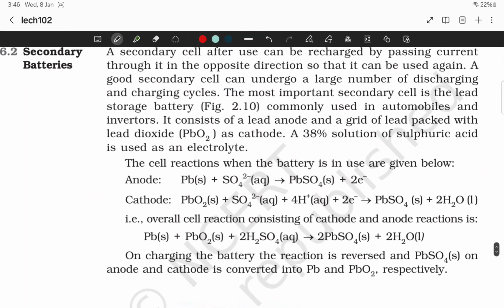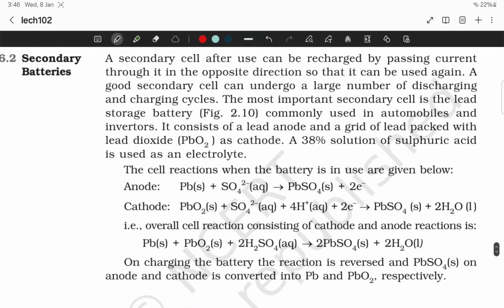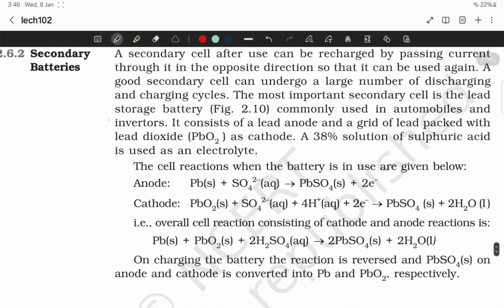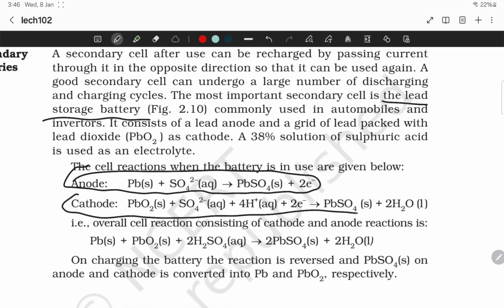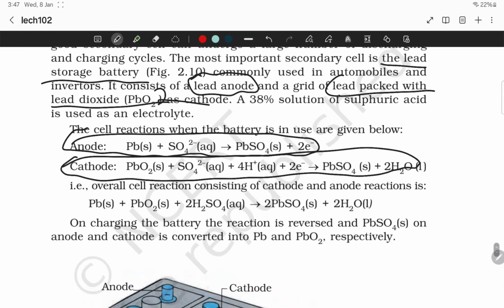Now a famous secondary battery is the lead storage battery. The most important secondary cell is the lead storage battery, commonly used in automobiles, etc. Learn this anode reaction, Pb plus SO4 2 minus gives PbSO4. Learn this cathode reaction. Learn the anode and cathode. Cathode is lead packed with lead dioxide, and anode is made of lead. Just learn it.